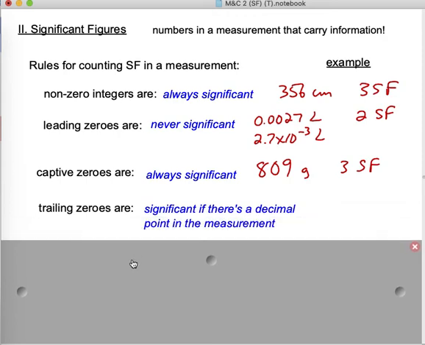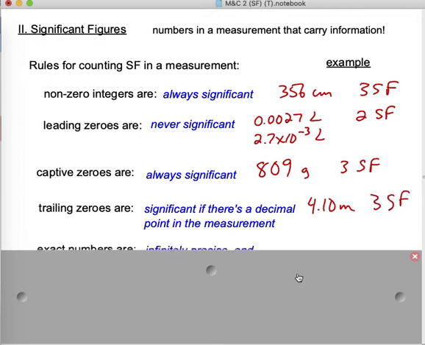Trailing zeros, though, are significant only if there is a decimal point in the measurement. And a trailing zero is a zero that comes to the right of a non-zero integer. So for example, 4.10 meters, the decimal point in that measurement tells me I trust the 0. It's not 4.09 meters, it's not 4.11 meters. That 0 carries meaningful information, so that measurement has 3 significant figures.